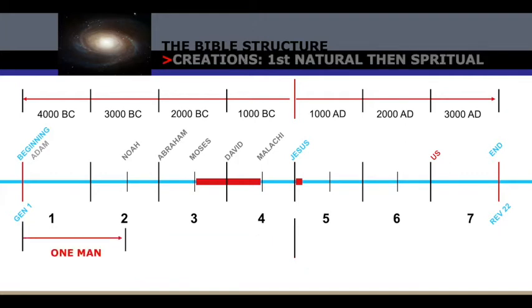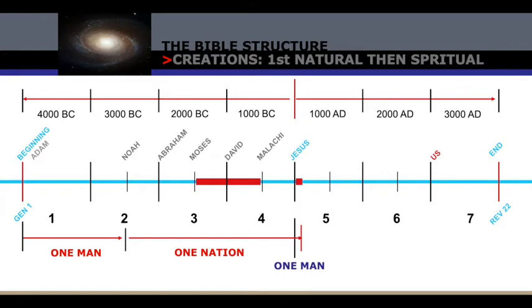Now, the first part of creation, from Genesis chapter 1 through to Noah, the focus of the beginning of the Bible is on one man, which is Adam and his descendants. Then from Noah onwards, the focus changes from one man to one nation, which is Israel. Israel is the focus of God's attention from Noah through to the end of the Old Testament.